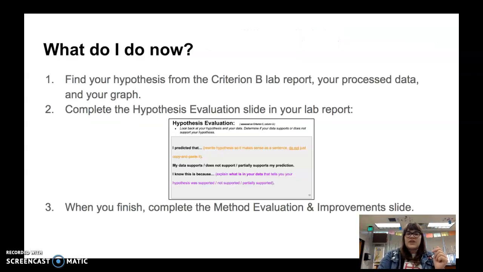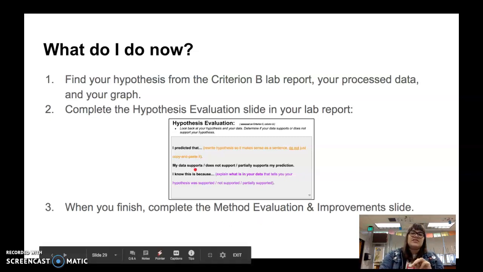So what do I do now? You are going to find your hypothesis from the Criterion B lab report. You are going to get your process data and your graph, and then you will complete the hypothesis evaluation slide in your lab report. When you finish, you're going to move on to the method evaluation and improvement slide.